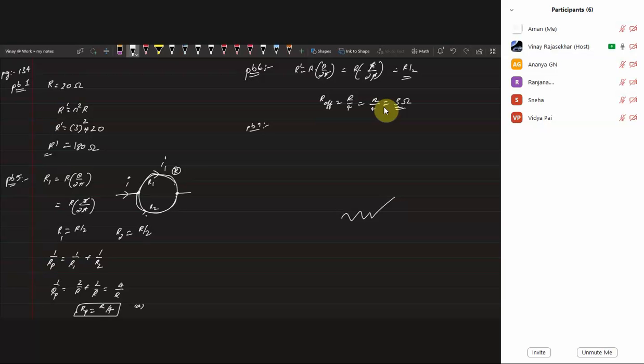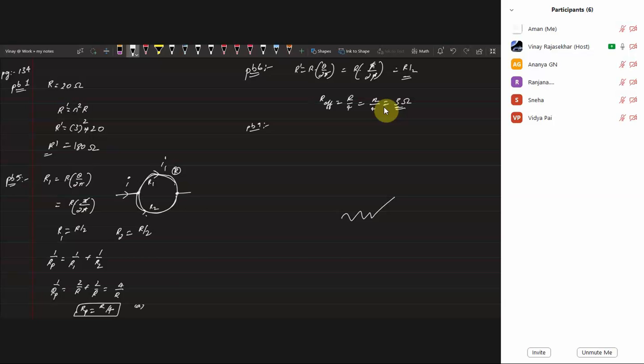Yeah, what is the answer? Sir, 2 sigma 1 sigma 2 divided by sigma 1 plus sigma 2. Which option? Option D, sir. Option D, no? Yeah. Now tell me what is the effective resistance for two resistors connected in series?